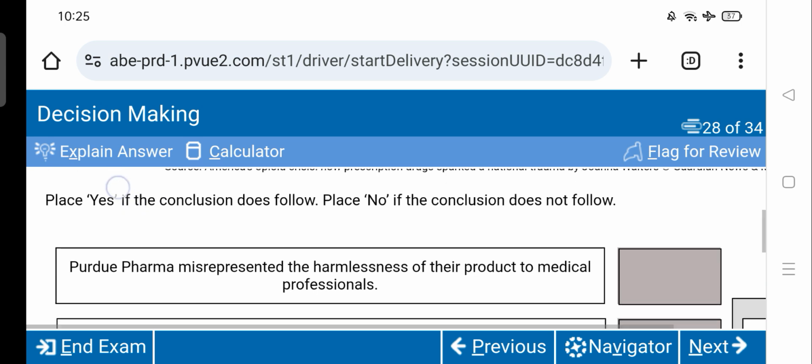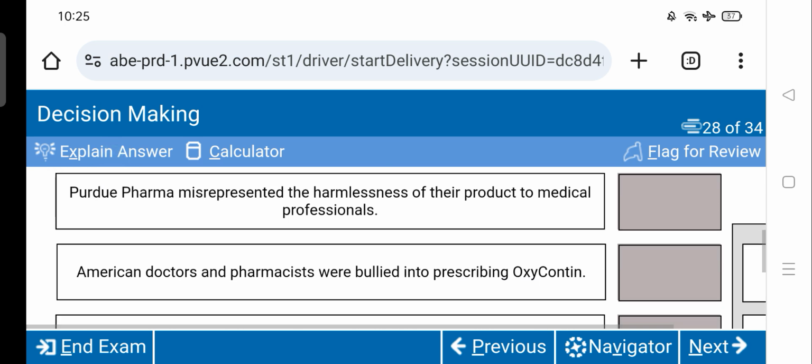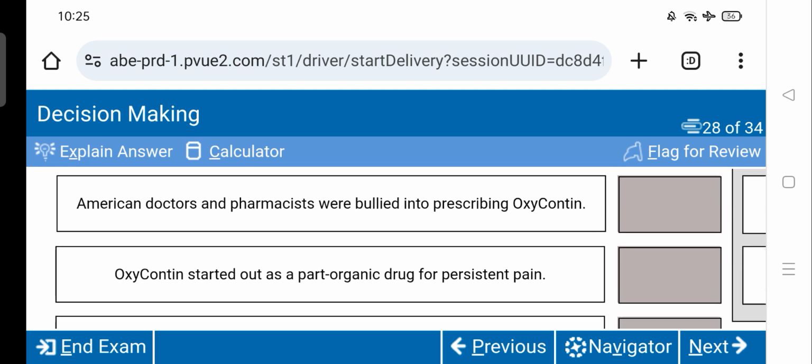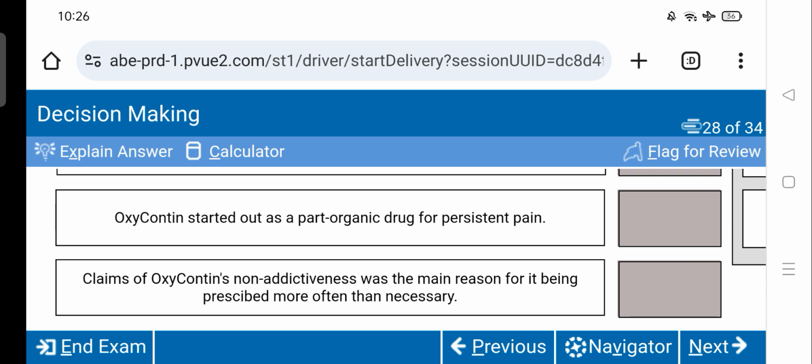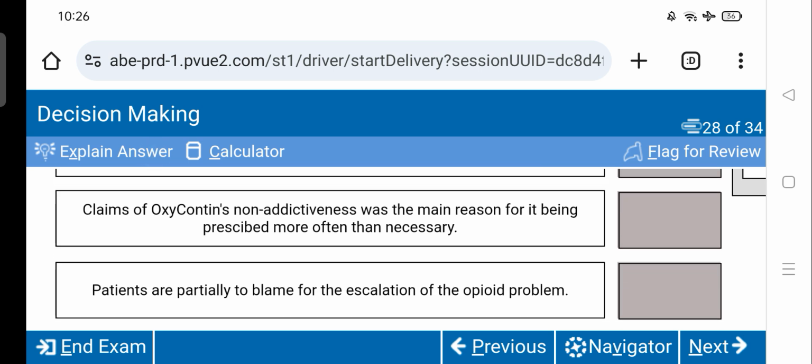Purdue Pharma misrepresented the harmlessness of their product to medical professionals. American doctors and pharmacists were bullied into prescribing OxyContin. OxyContin started out as a part organic drug for persistent pain. Claims of OxyContin's known addictiveness was the main reason for it being prescribed more often than necessary. Patients are partially to blame for the escalation of the opioid problem.